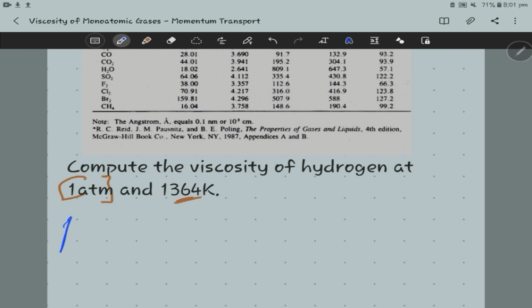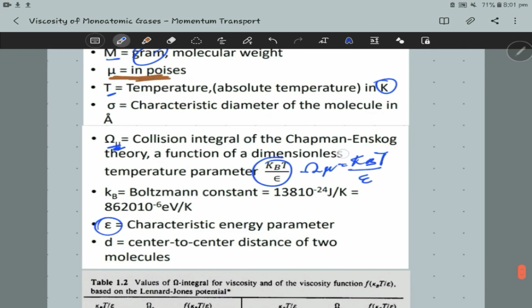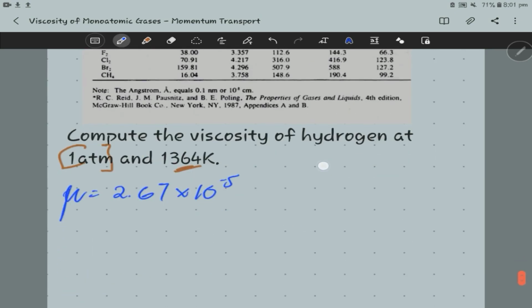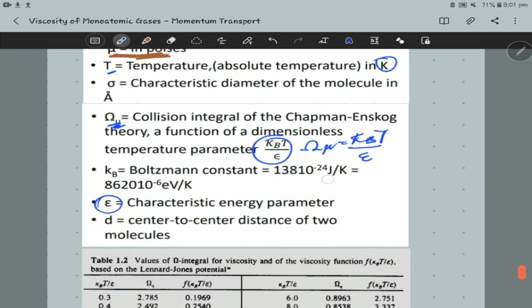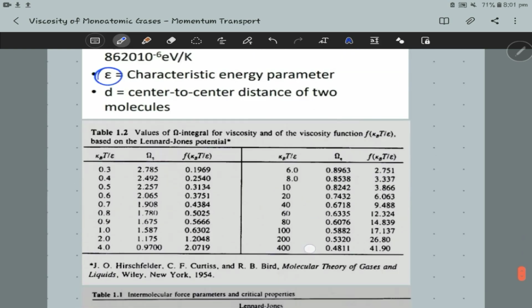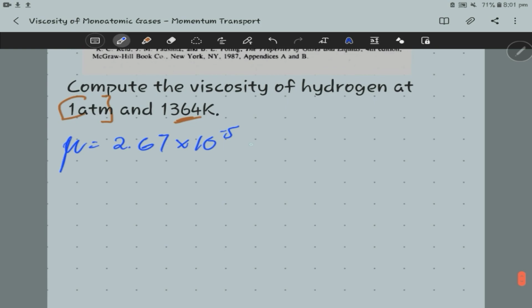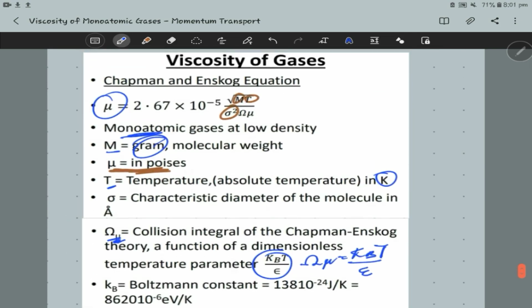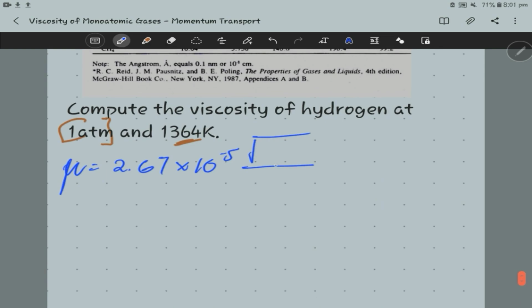So it says that the viscosity is equal to 2.67 times 10 to the power minus 5, times the square root of M T, the molecular weight and temperature, over sigma squared, the diameter, and this collision integral.